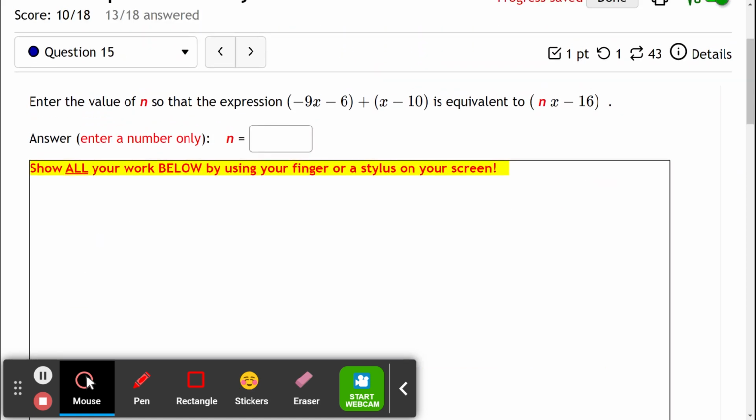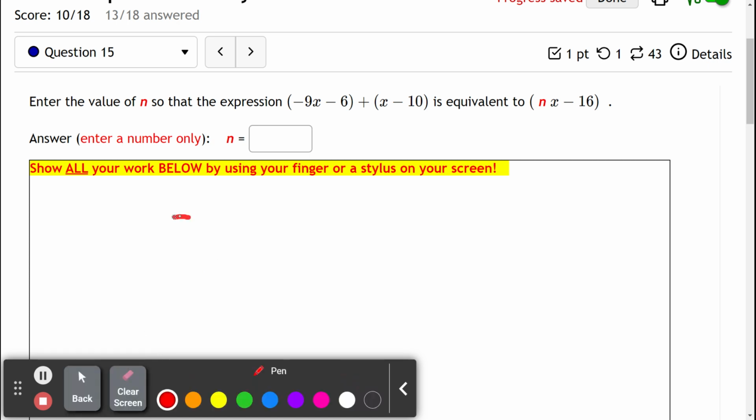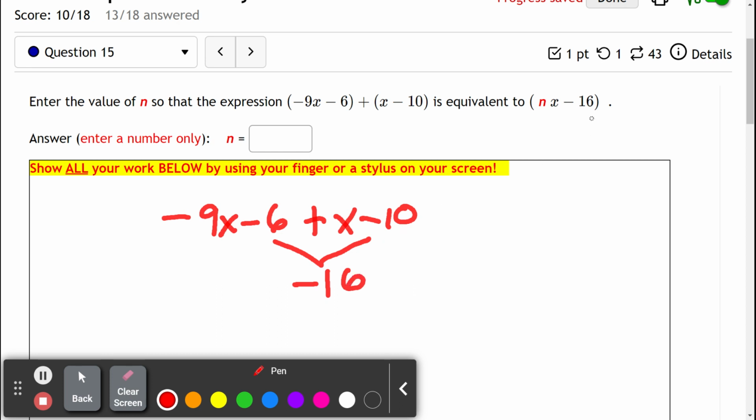Okay, in this question, we need the value of n. N is the number in front of the x. So I'll just write the whole thing down. We have negative 9x minus 6, and this is plus, so nothing changes after that plus sign. So I'm just going to write down x minus 10. I didn't need any of the parentheses there. And if I combine my like terms, negative 6 minus 10, that's negative 16. And that's exactly what I have right here.